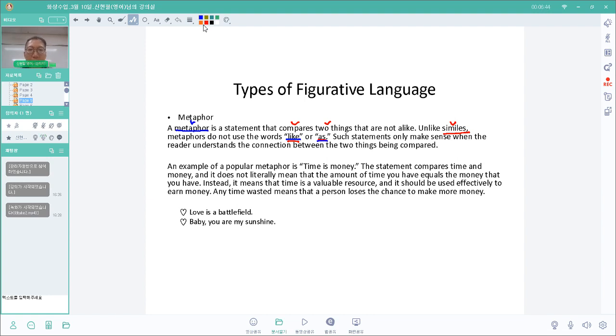For instance, you can say time is money. Okay? Time is money. This is a metaphor. Direct comparison. Love is a battlefield. This is a metaphor.